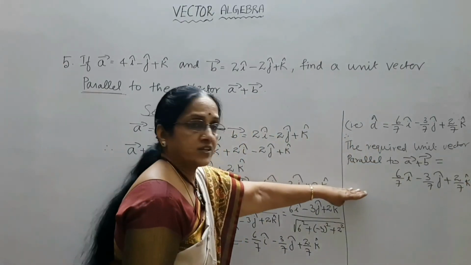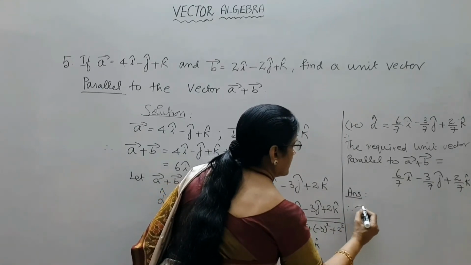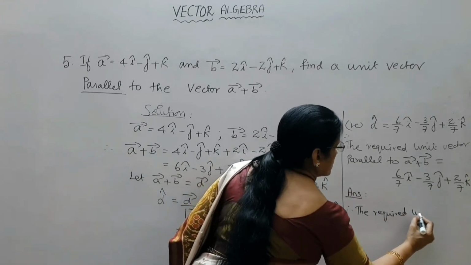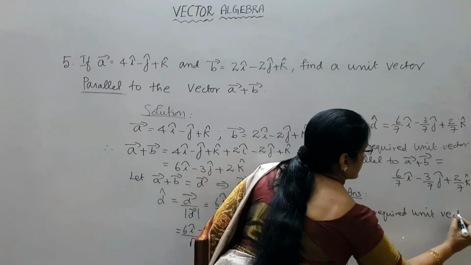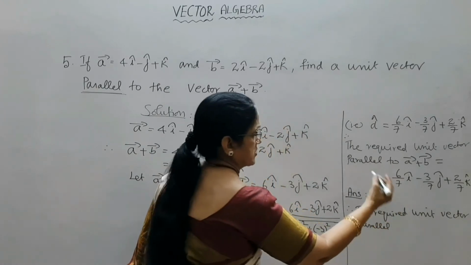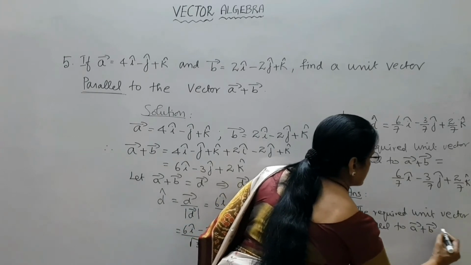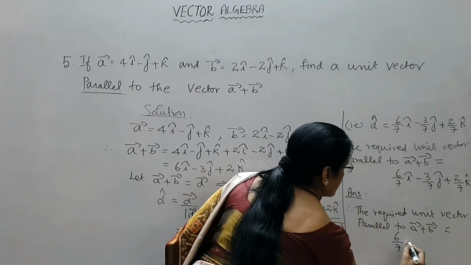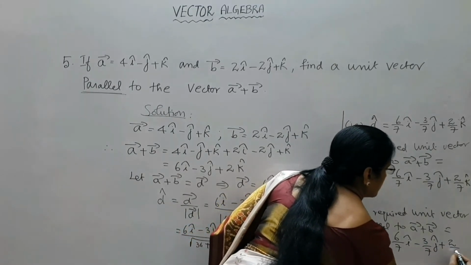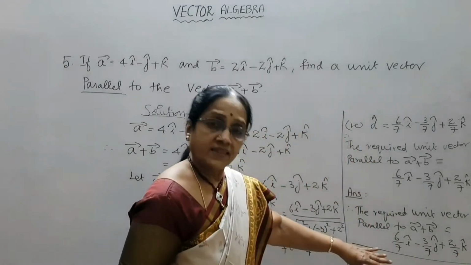You need to conclude an answer. Therefore, the required unit vector parallel to, same thing you need to repeat, parallel to a vector plus b vector is equal to 6 by 7 i cap minus 3 by 7 j cap plus 2 by 7 k cap. This will be your final answer.